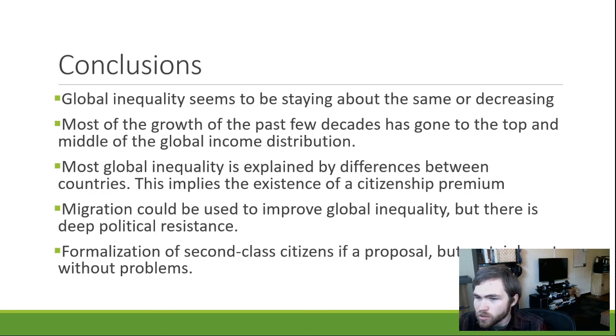Next conclusion, most global inequality is explained by differences between countries rather than differences within countries, which implies the existence of this citizenship income premium. Migration could clearly be used to improve global inequality, but there's a deep political resistance to allowing it to do so. And finally, formalization of second-class citizens is a proposal, but certainly not without some problems.